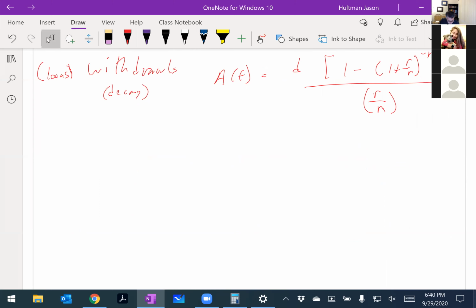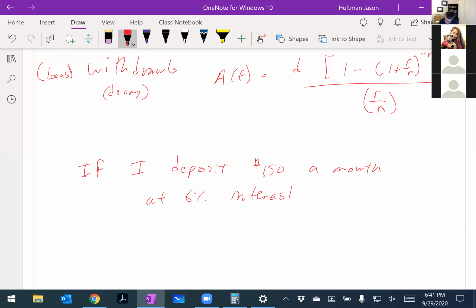So if I deposit $150 a month at 6% interest, what is the value of the annuity after 5 years?